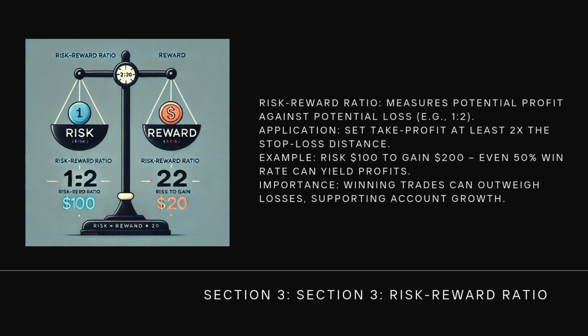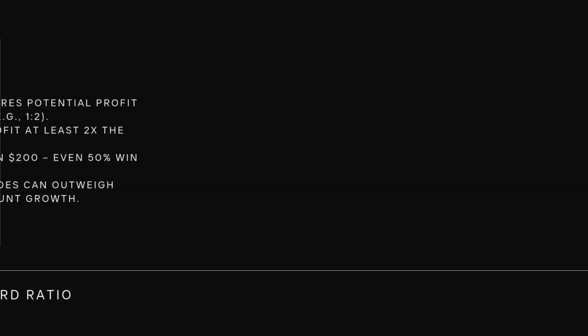Example: you risk $100 on a trade. Your target profit is $200, a 1:2 ratio. Even if only 50% of your trades are winners, you'll be profitable over time. Why it matters: ensures that winning trades outweigh losing trades. You can afford to lose more often and still grow your account.